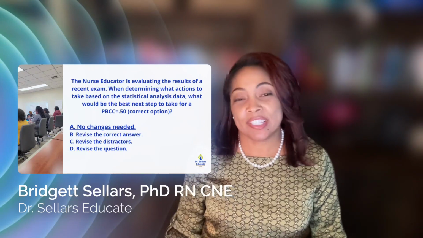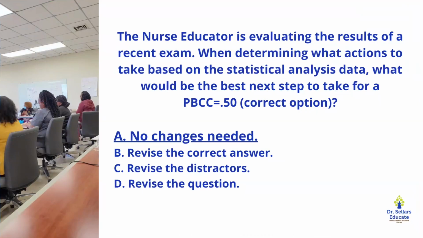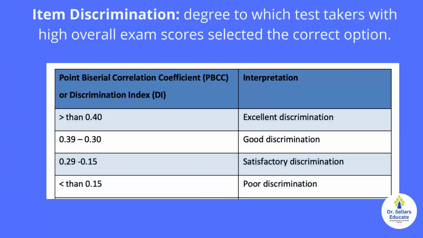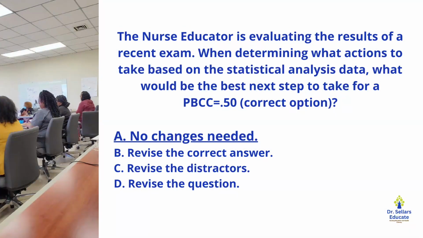B says revise the correct answer. Well, we know that a PBCC of 0.50 is a good indicator, right? When we take a look back, we want our PBCC to be greater than 0.40. That's going to indicate excellent discrimination, right? So any number that's above that 0.15 is going to be satisfactory, good, or excellent, depending on exactly where that number falls.